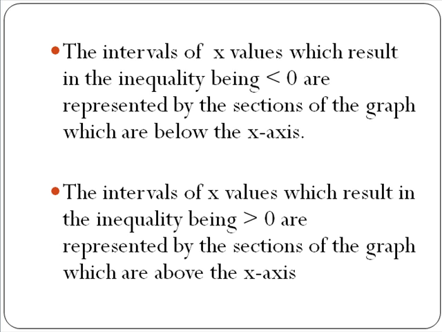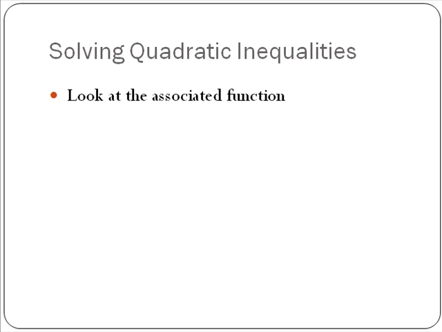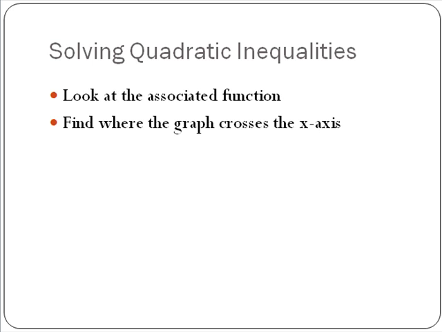So in order to be able to sketch our graph, we need to look at the associated function. So the associated function in this case is y equals x squared plus 8x plus 15. Now, to be able to find where this graph is above the x-axis, we first need to find where the graph crosses the x-axis. So the second step is find where the graph crosses the x-axis. So this means we must find where x squared plus 8x plus 15 equals 0.